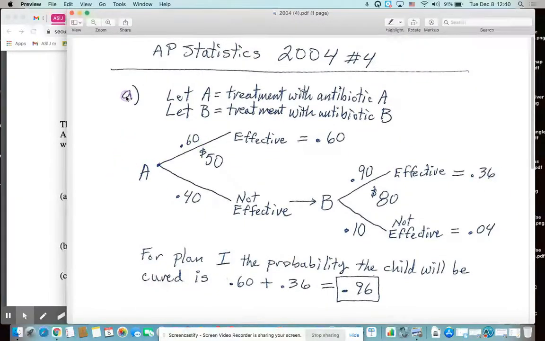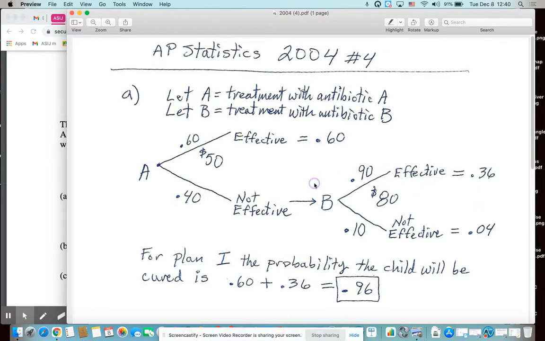This is plan one. We're going to give them treatment A first, with a 60% chance of working, and it costs $50. If it works, then we're done. We don't have to do anything else. If it doesn't work, a 40% chance of happening, then we have to go to treatment B, which has a 90% chance of working, and it costs $80.